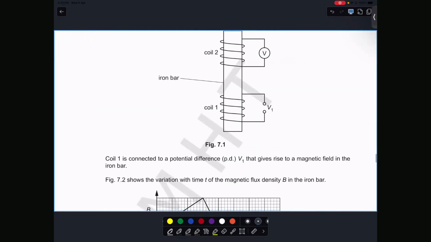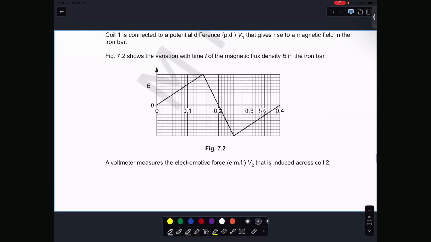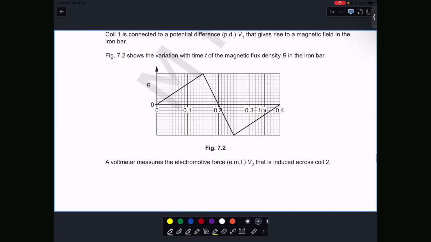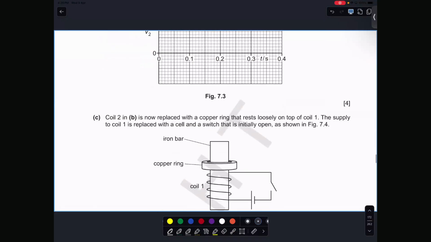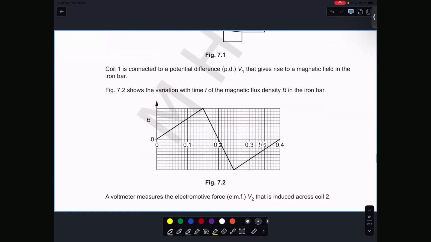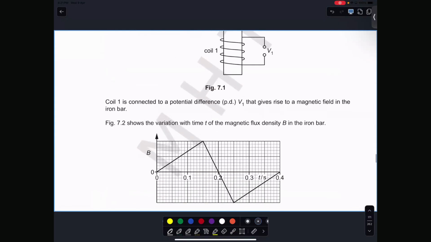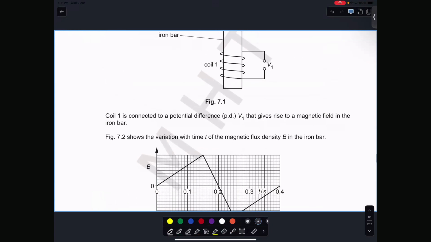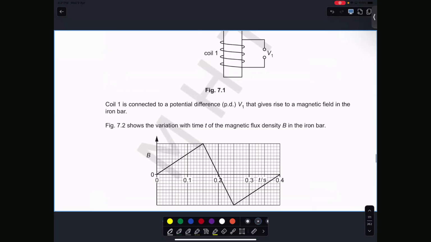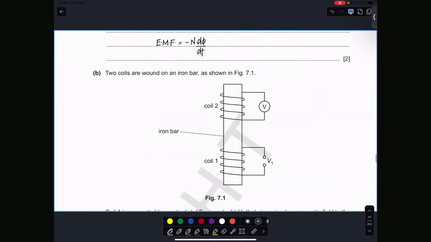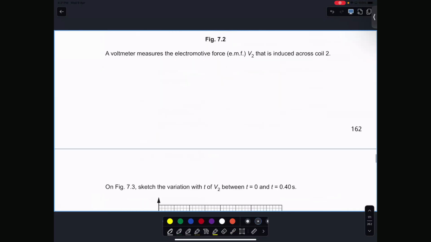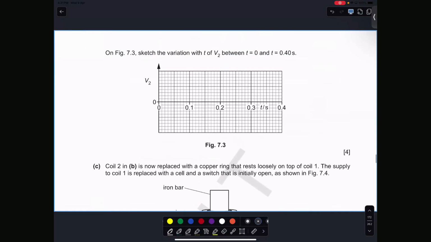Then it says coil is given here and everything. This shows a variation with time of the magnetic flux density in the iron bar. The voltmeter measures EMF V2 that's induced across coil 2. Coil 2. Achha. So it's a coil 1 voltage. Magnetic flux in the iron bar shows a variation. It's in the iron bar. Connected potential difference is V1, and V1 gives something V2. What is the V2 there?